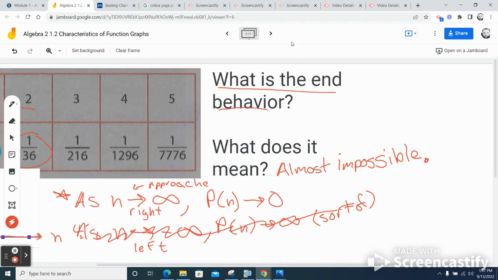By the way, grab your calculator real quick. What is 6 to the 5th power? 7,776. It's 6 raised to the 5th power. 6 times 6 times 6, 5 times, right?